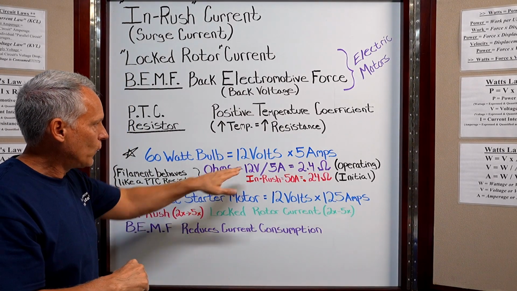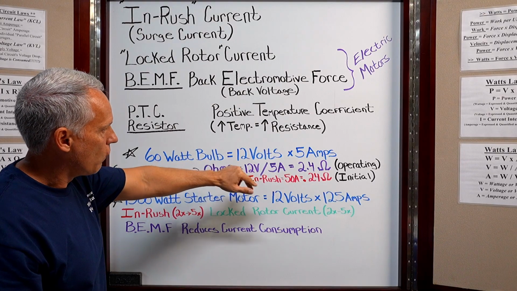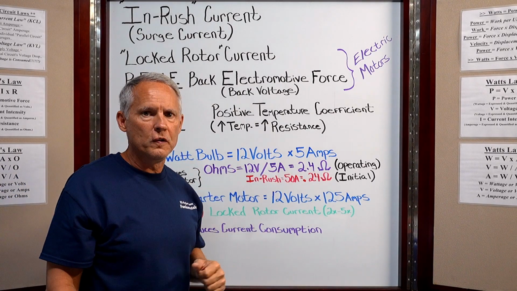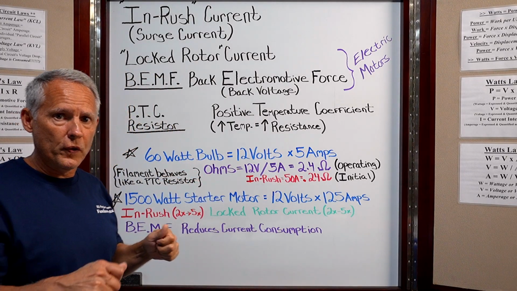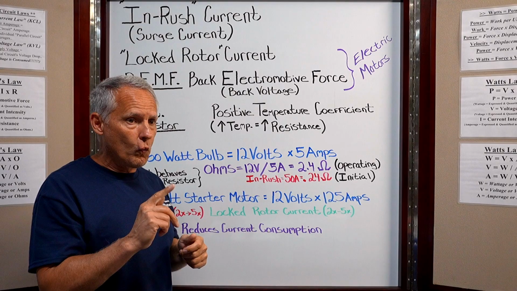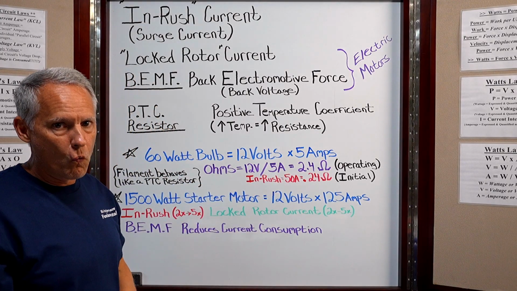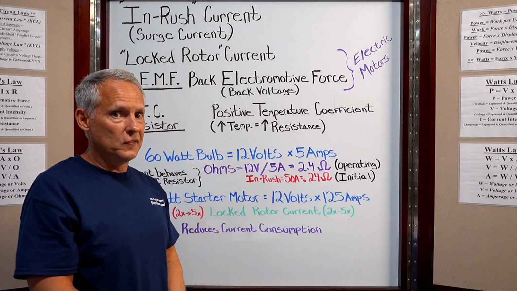Okay, all right, at 12 volts, we went ahead and calculated the ohms or the resistance. We said 12 volts divided by 5 amps is going to be a 2.4 ohm resistance. Now, if I were to take a 60 watt bulb and check it with an ohm meter, what I'm actually going to get is not 2.4 ohms. I'm going to get about 0.24 ohms, or about 10 times less resistance.